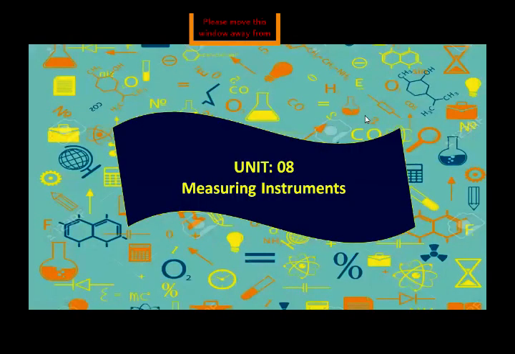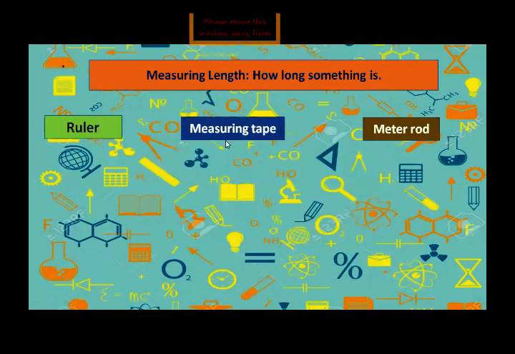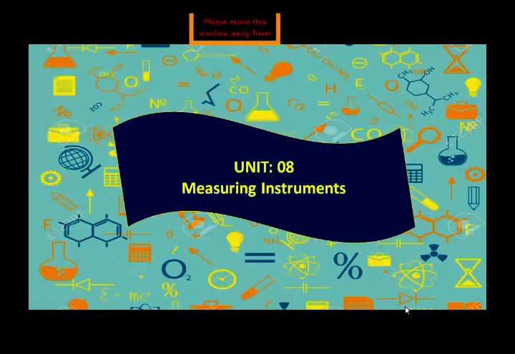So now beta, go to the next pages. Page number 35, unit number 8, measuring instruments. So we are going to discuss the difficult topics of unit number 8. First tell me, what are the measuring instruments? You know it very well.